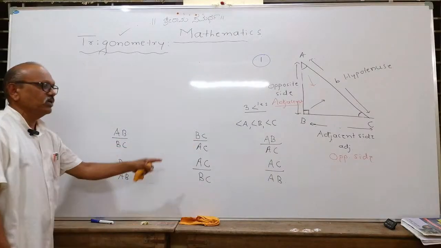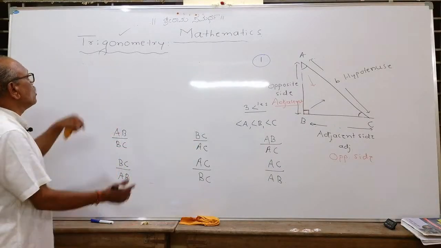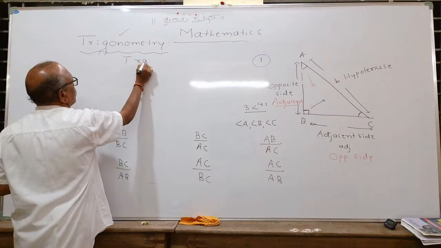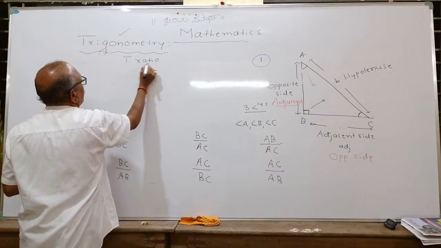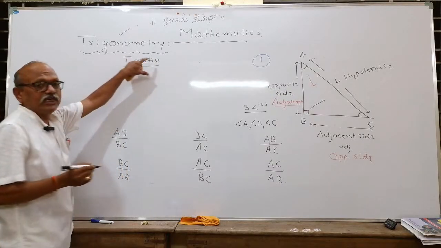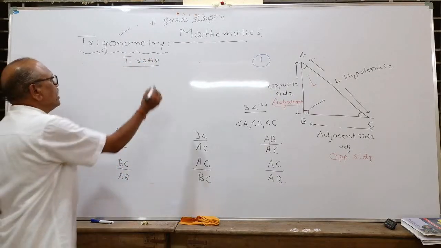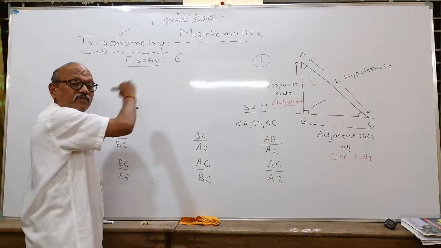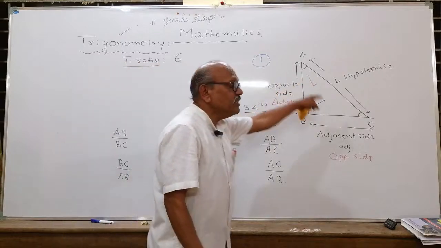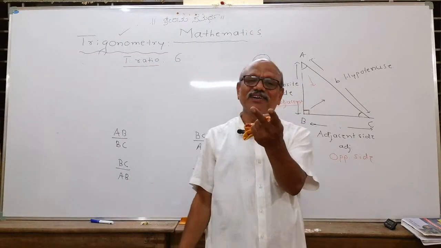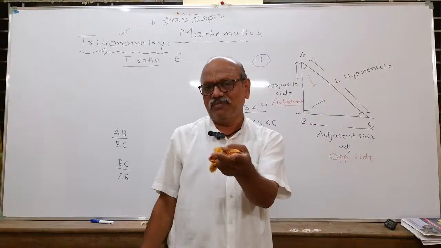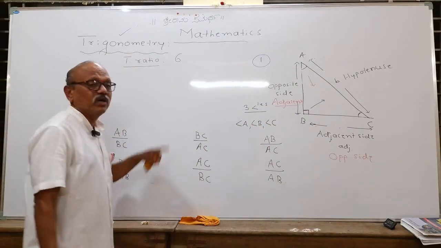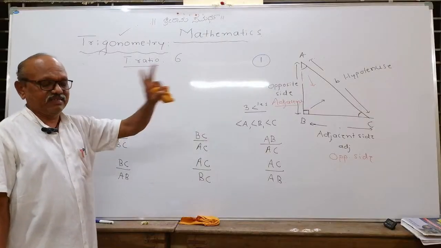Why are there only 6? How many trigonometric ratios? Henceforth, I will call them T ratios, instead of writing trigonometric ratios every time. If you ask why 6, why not 7 or 5, given 3 sides, taken 2 sides at a time, you can do totally 6 ratios. Therefore, trigonometric ratios are 6.